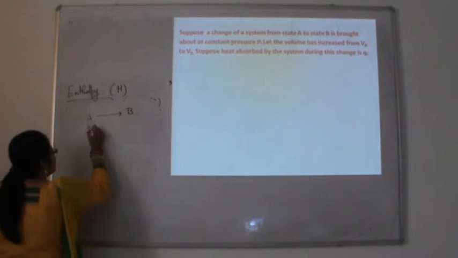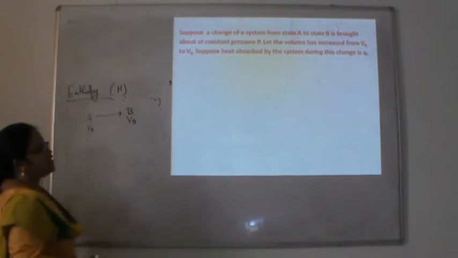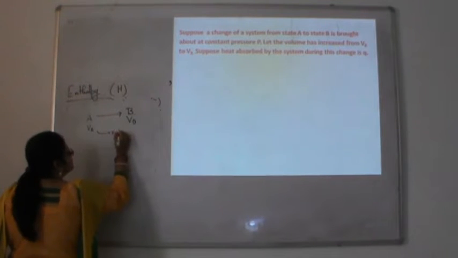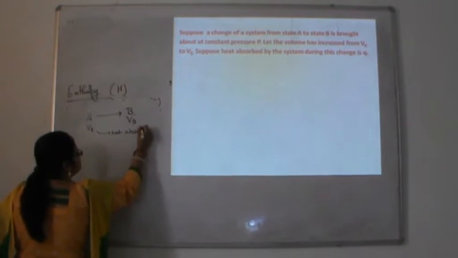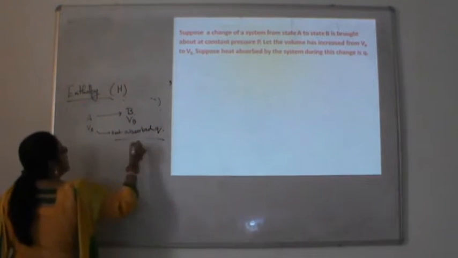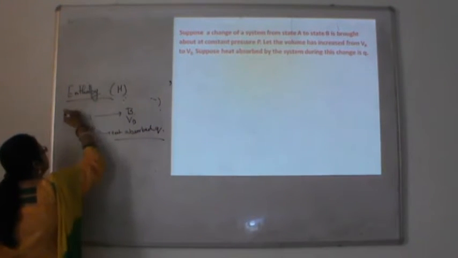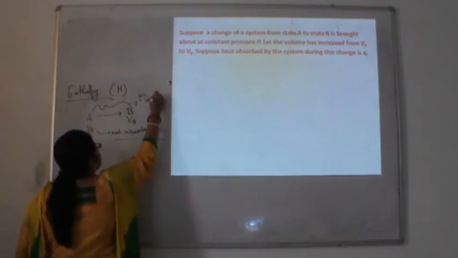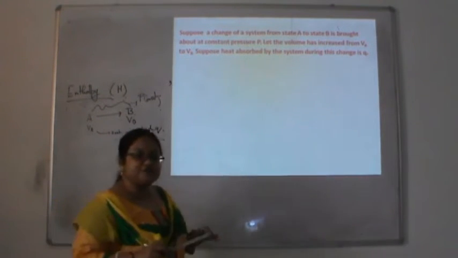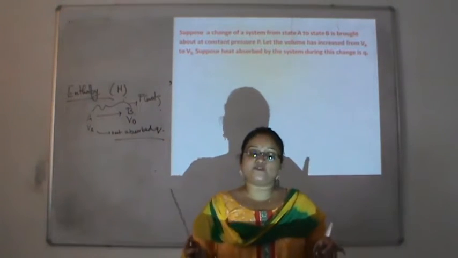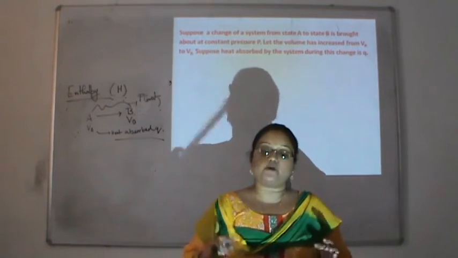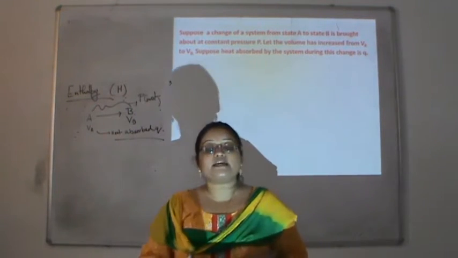The volume change VA to VB. The heat absorbed, Q. And pressure, P, is constant. So volume change is pressure times volume, for pressure is constant and volume is changing, and the process actually undergoes A to B. At constant pressure, volume changes from VA to VB and heat absorbed is Q.